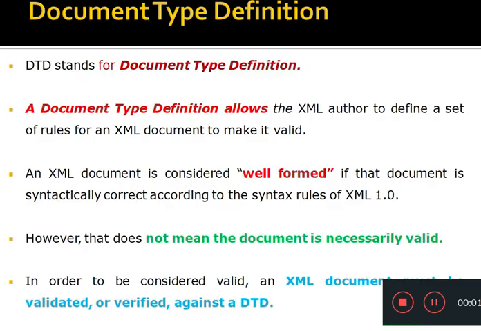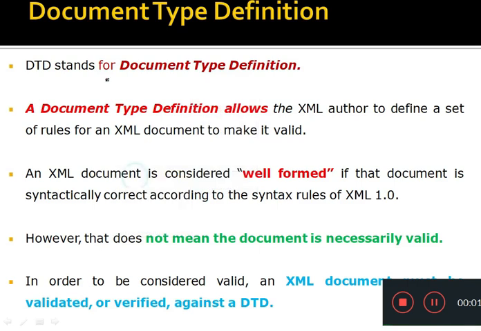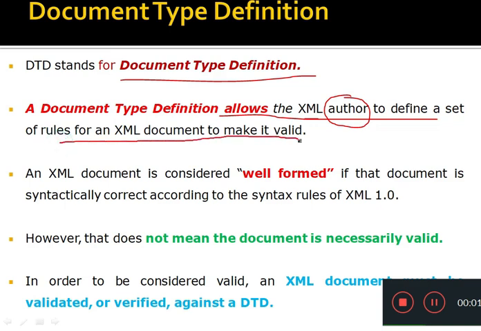DTD stands for document type definition. The DTD allows the XML author, one who creates the XML document, to define a set of rules for the XML document to make it valid. So if the XML document is to be valid, you need to write the DTD, just to validate the XML document. There is another form, schema, that we will discuss later. So now we will discuss DTD.